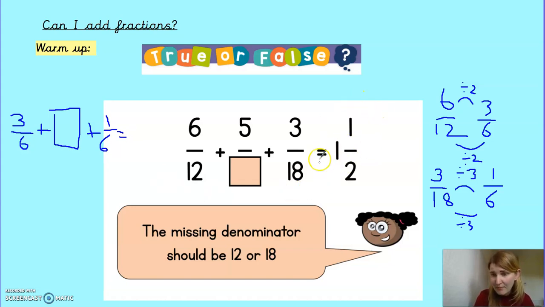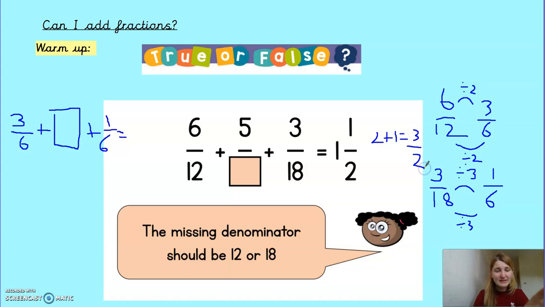So let's start by turning 1.5 into an improper fraction. Can you remember how I do that? I'm going to multiply my whole number by my denominator. So 1 times 2 is 2. Then I add my numerator, which is 1. So that would be 2 add 1 equals 3. And then my denominator stays the same. So now I've got 3/2.